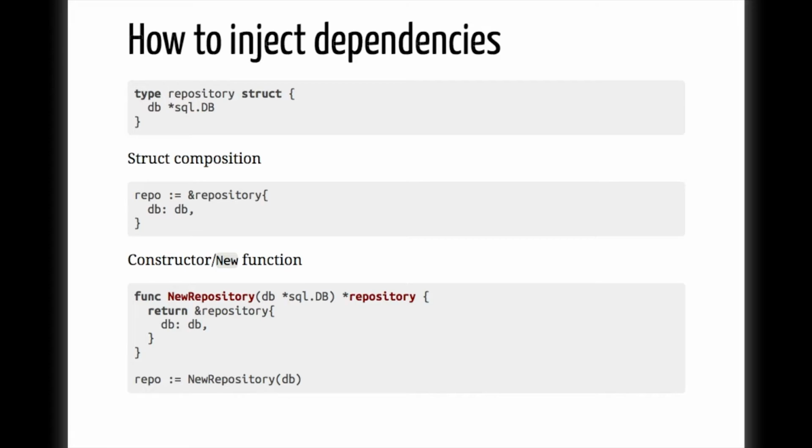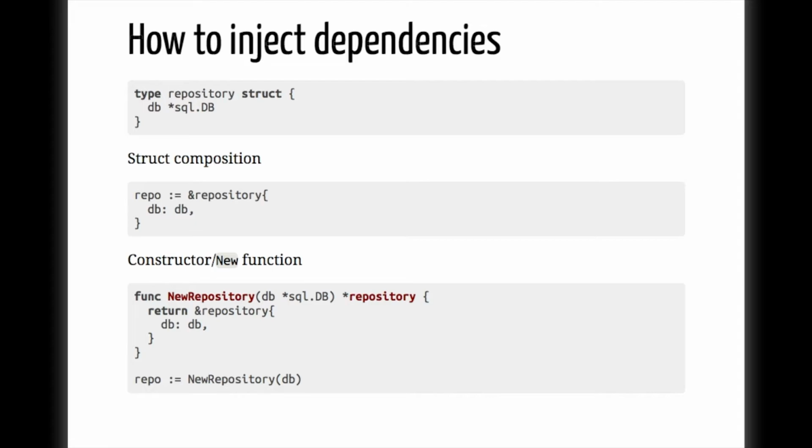And injection can be done in two ways. First is upon creation of this struct, or by using a setter. Using a setter might be error prone, as we can forget to call it. So the best solution is to inject dependencies upon creation. And again, there are two ways to do it. First is by struct composition, and the second way is by a so-called constructor function, New.